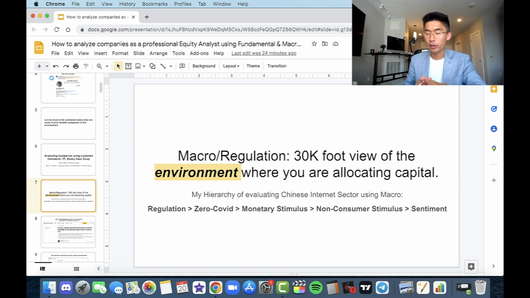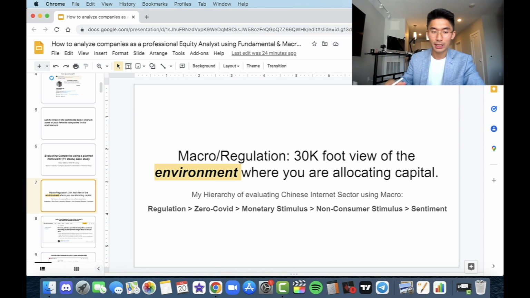Now, macro is really important because it gives you the overview of the environment where you're allocating capital. And every sector has certain types of considerations. Now, I'm a Chinese internet analyst, and my hierarchy, and this is my opinion, of evaluating the sector using macro is that regulation comes first. Zero COVID is actually second. Stimulus is third, non-consumer stimulus is fourth, and then general sentiment is fifth.